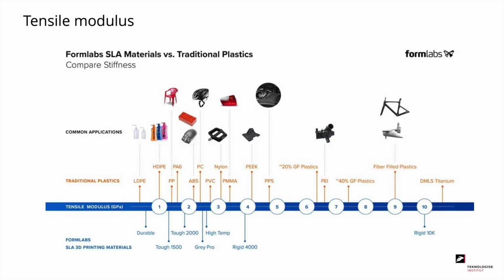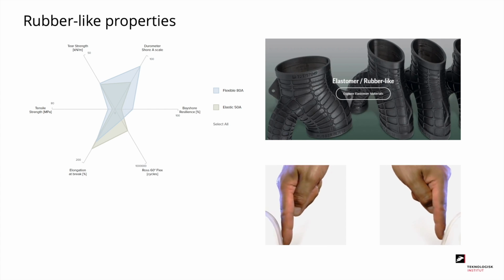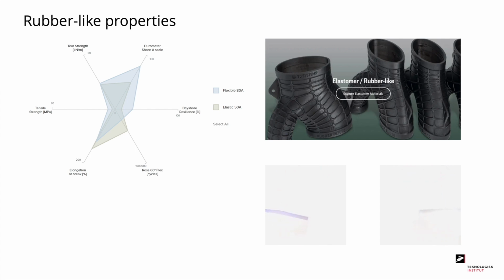Here we look at stiffness for Formlabs desktop printers, which are among the most popular on the market. What we can see is that Formlabs SLA materials cover almost the entire range of traditional plastics. When printing with flexible materials, you get rubber-like properties with high elongation at break and with high softness on the Shore A scale.